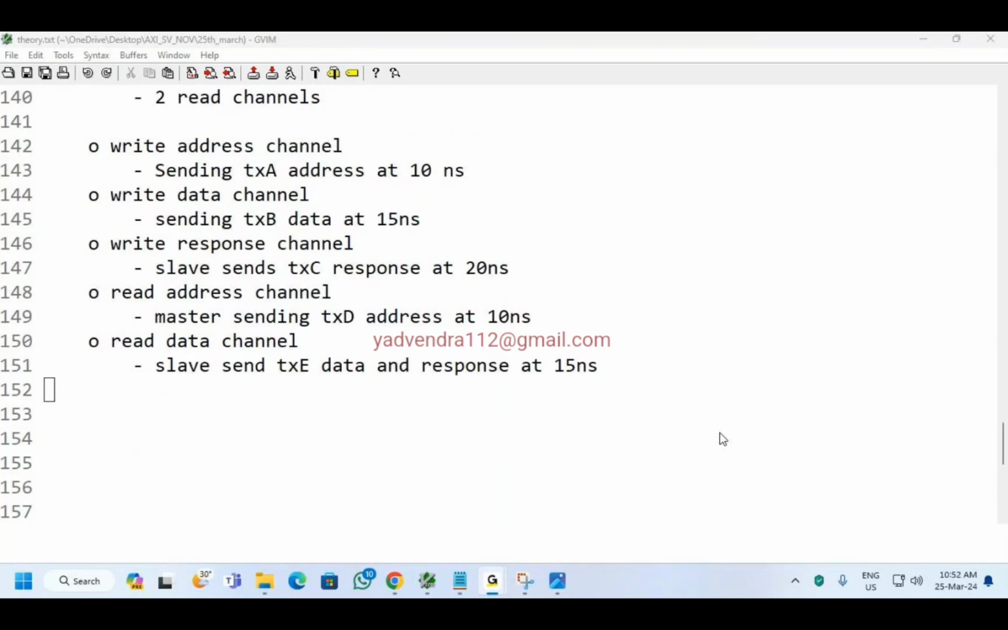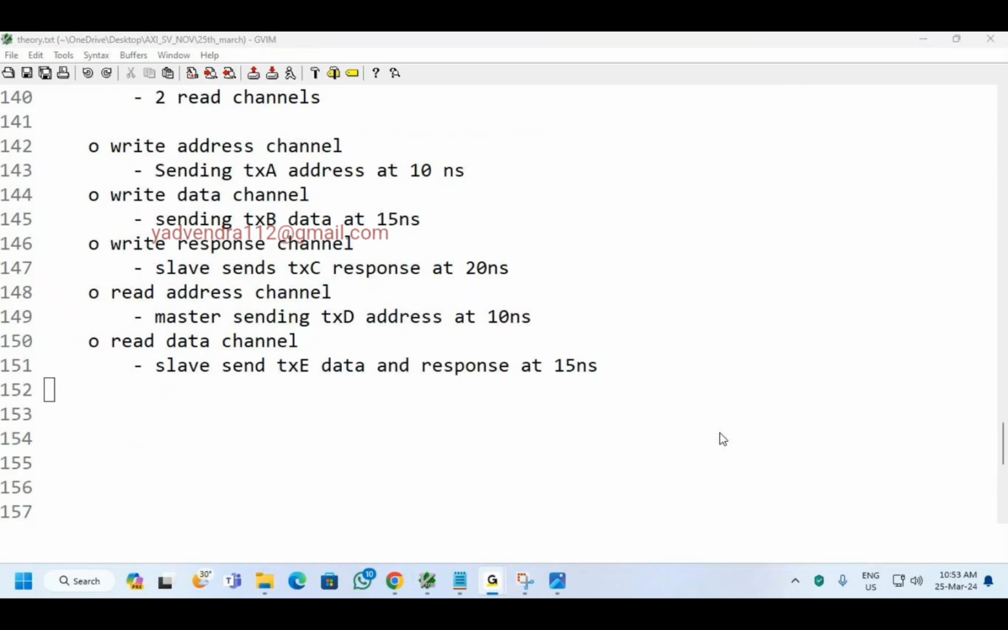All are happening concurrently. Did everyone understand this, guys? So overlapping results are telling the concurrency. The concurrent nature is the important thing in the AXI. So the channels bring that to me.